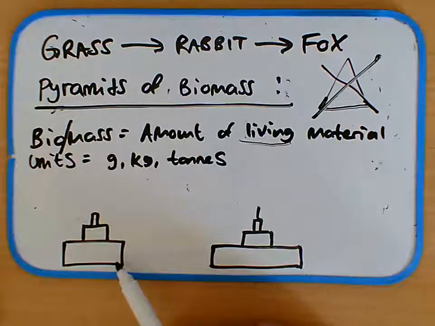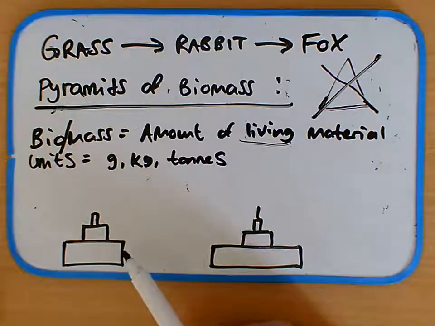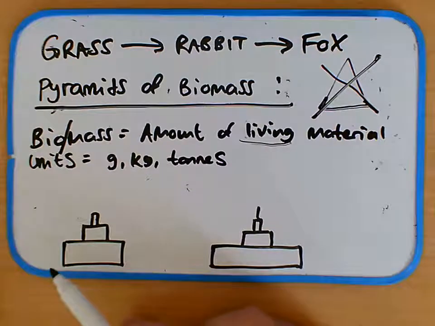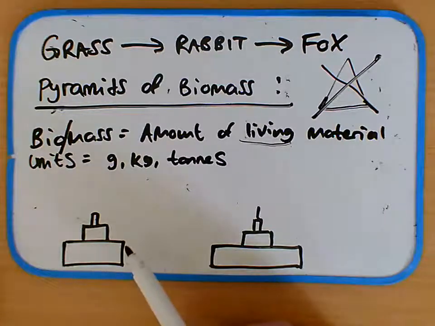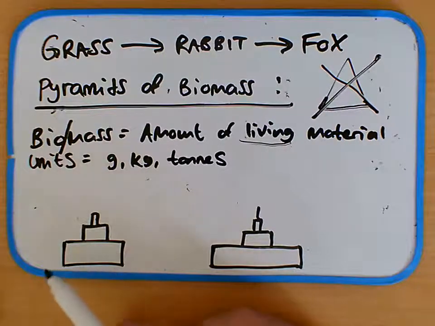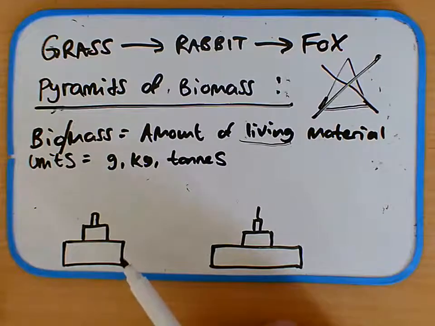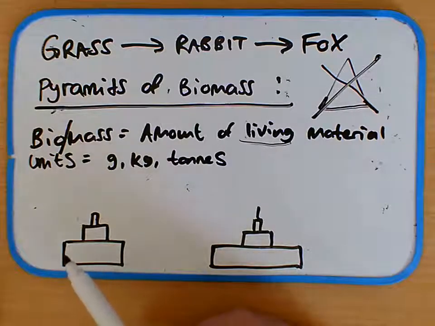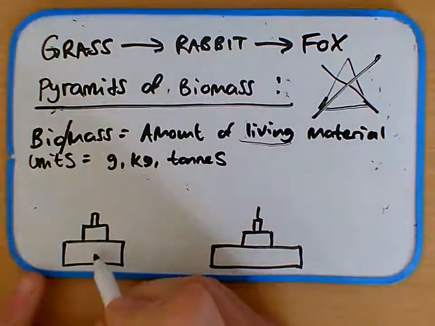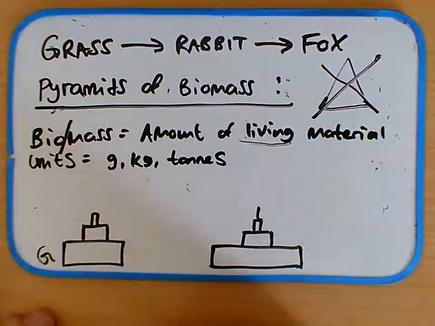Whilst individual grass plants are quite light, they're not particularly heavy, because there's so many of them, they still have quite a large bar. So in terms of biomass, they tend to have a typical pyramid shape because you need a lot of mass for consumption for the herbivores and the carnivores as we move up. If there's not enough biomass, then the food chain really will collapse. It won't sustain itself. So this will be the plant. This is the grass at the bottom. G for grass.